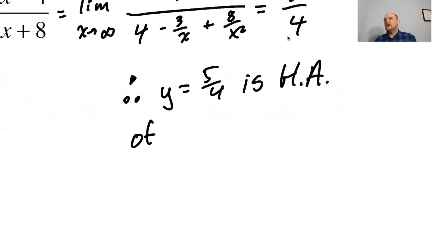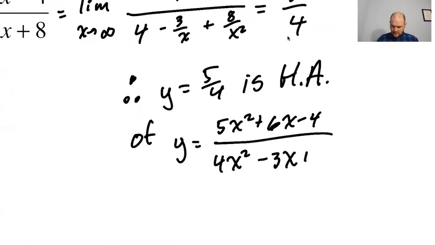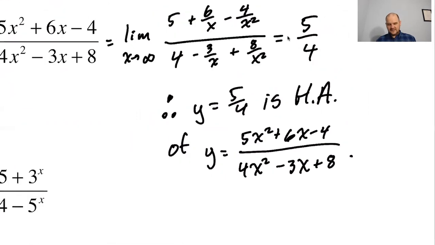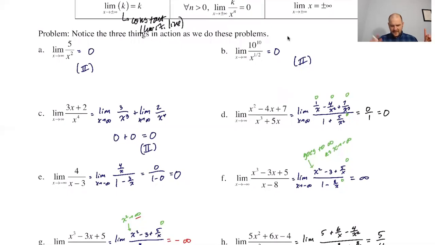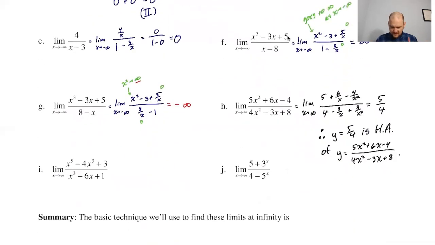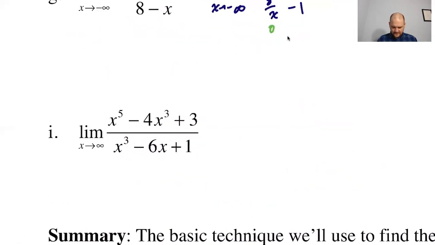of what function? Of y equals, whatever, 5x squared plus 6x minus 4 over 4x squared minus 3x plus 8. Because we got a constant, where else did that happen? Okay, so for A, B, C, D, and E, we also got horizontal asymptotes, but they were at 0. So anytime you get a finite number, it doesn't need to be positive, but a finite number, you got a horizontal asymptote.